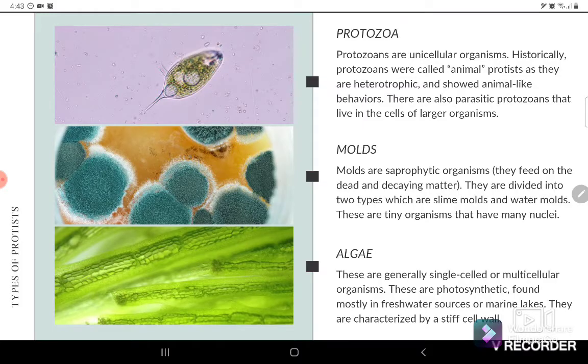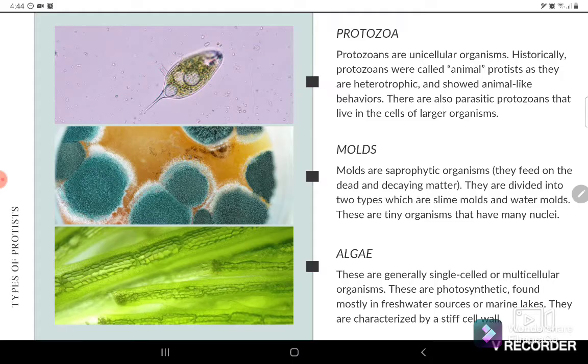So protozoans are unicellular organisms. And historically, they were called animal protists because they are heterotrophic. When you say heterotrophic, they depend on other microorganisms to live. So they take other microorganisms as food in order to get their energy. And they show animal-like behaviors, like they are predatory in nature. So protozoans are animal protists in historical times, for being heterotrophic and showing animal-like behaviors.